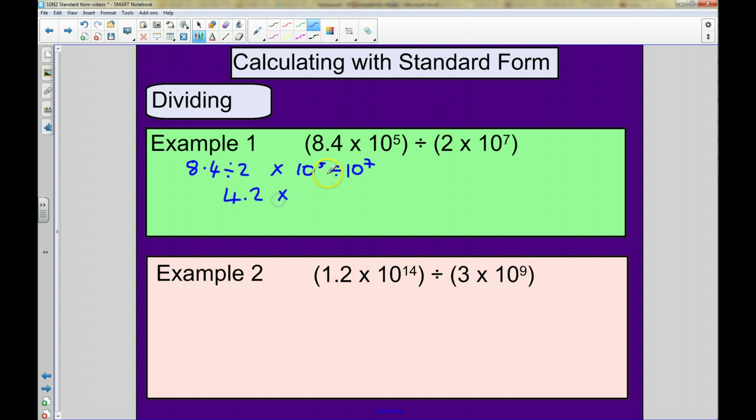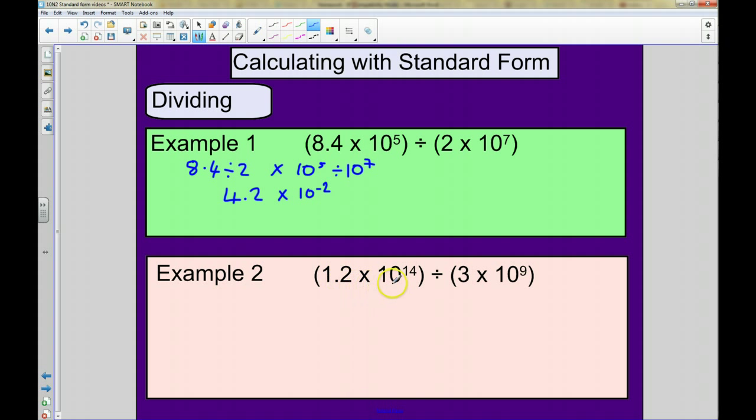And we're going to times that by, and I've got the base numbers the same here, and it's a division, so I can just do the 5 subtract the 7. So that means I'm going to have 10 to the power of 5 subtract 7, which is negative 2. And I've got 4.2 times 10 to the power of negative 2. And that's my solution.